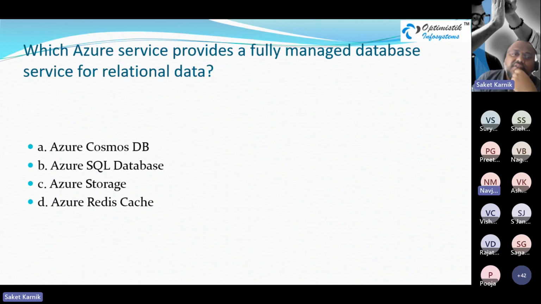Cosmos DB would be for NoSQL. Can you repeat this option? Yeah. In the question, the next option that we have, option E, is Azure Database for MySQL, and option F is Azure Database for PostgreSQL. So SQL Database, Azure Database for MySQL, and Azure Database for PostgreSQL all are fully managed database services for relational data. Cosmos DB is the fully managed database service for NoSQL data. Got it?